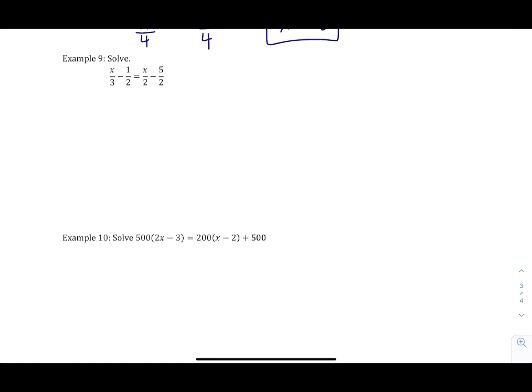Then for example 9, we have a fraction. Now the common denominator would be 6 here, but you might find it easier to do just one fraction at a time. So I'm going to multiply everything by 3. That's going to eliminate that first fraction of x, but then everything else, I will just multiply a 3 in the numerator. When you multiply a fraction by a number, if it's just a whole number, it's only going to be multiplying the numerator. Now, I want to get rid of the next fraction of 2.